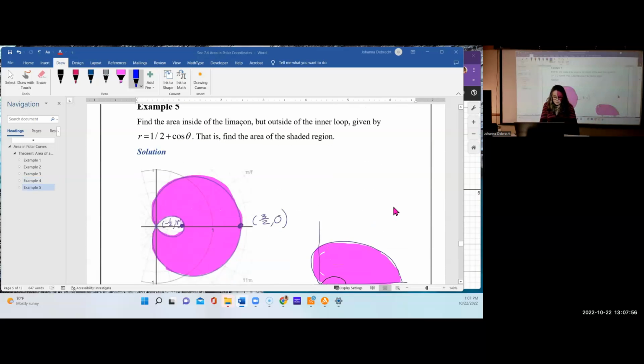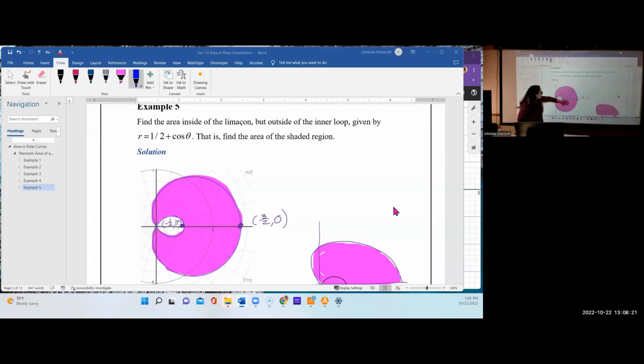And this is the one where we want to find the area inside of the limaçon, but outside of the inner loop. Now, the equation is 1/2 plus cosine of theta. So this is definitely a limaçon because the coefficients here are different numbers. This is 1/2 and this is 1. And so this gives us an inner loop limaçon, where the 1/2 is smaller than 1. That's what gives us the inner loop.